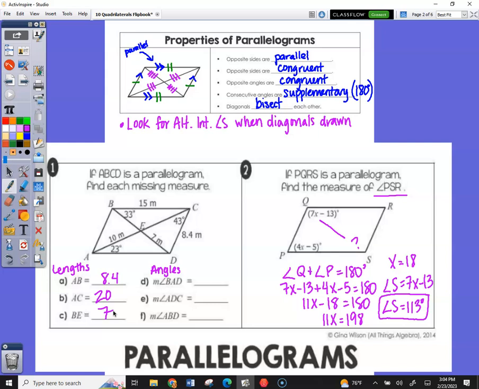So it says find angle BAD, so BAD, and it would be this entire stretch, right? From here to here. Now you have to look for clues. So your clue is that this little piece here is 23.